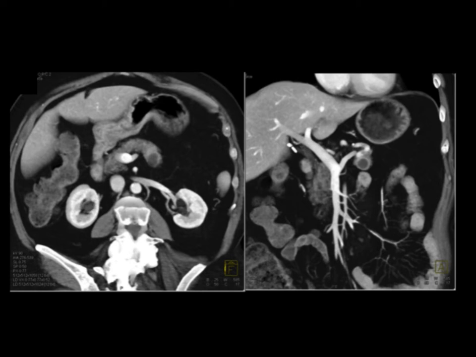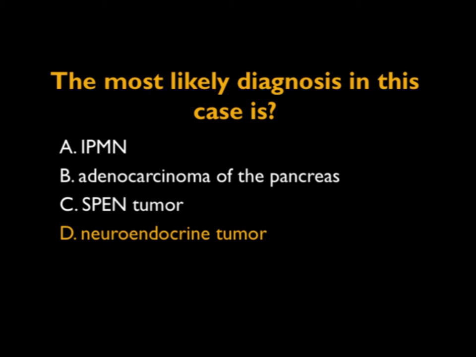And SPEN tumors are solid and cystic. They're usually larger, not this small, and often can calcify. The best diagnosis of a cystic lesion with rim enhancement, and that's the classic description, is going to be a neuroendocrine tumor, and this in fact was a neuroendocrine tumor.